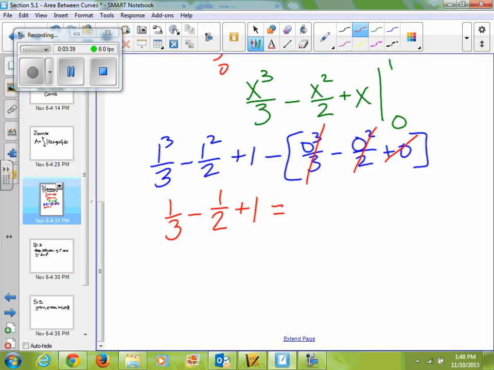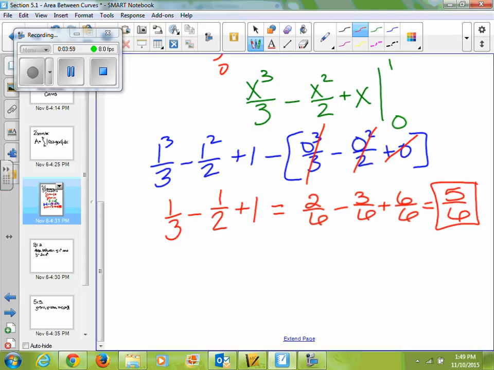And if I make them have common denominators, 1/3 is the same thing as 2/6. 1/2 is the same thing as 3/6. And 1 is the same thing as 6/6. So 2 minus 3 is -1, plus 6 is 5. So 5/6 ends up being what that equals.